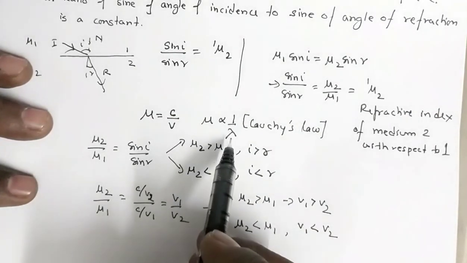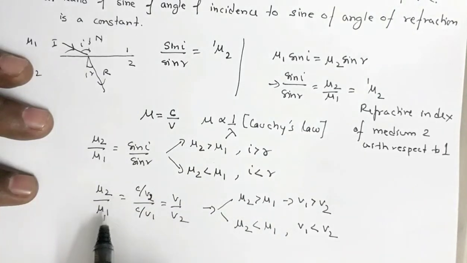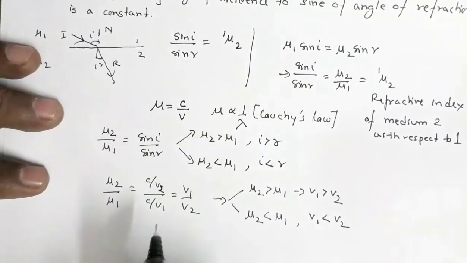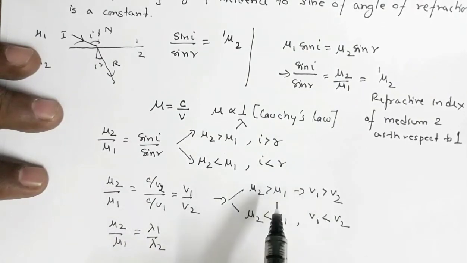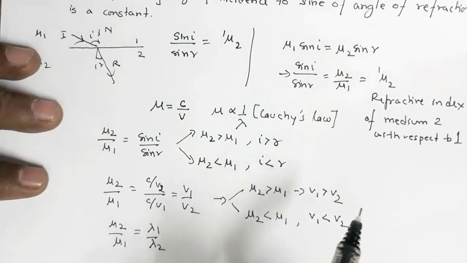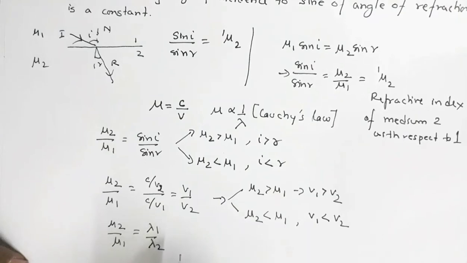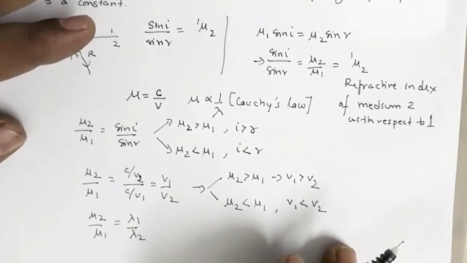Similarly, since mu is inversely proportional to lambda also, I can write mu2 by mu1 is equal to lambda1 by lambda2. So similar to the velocity, as ray of light travels from rarer medium to denser medium, velocity decreases, its wavelength also decreases. Similar result can be concluded with regard to wavelength also.